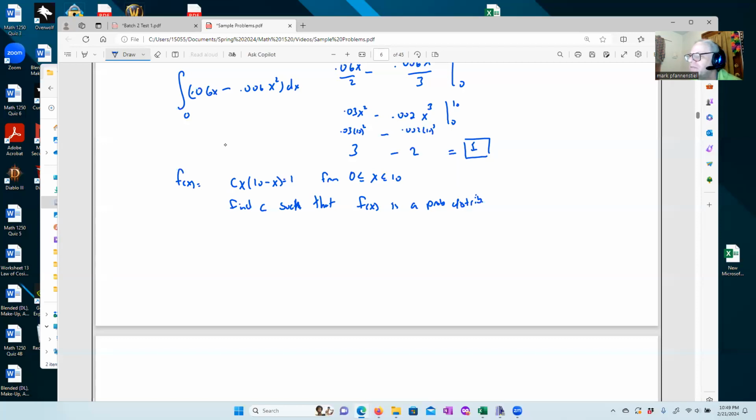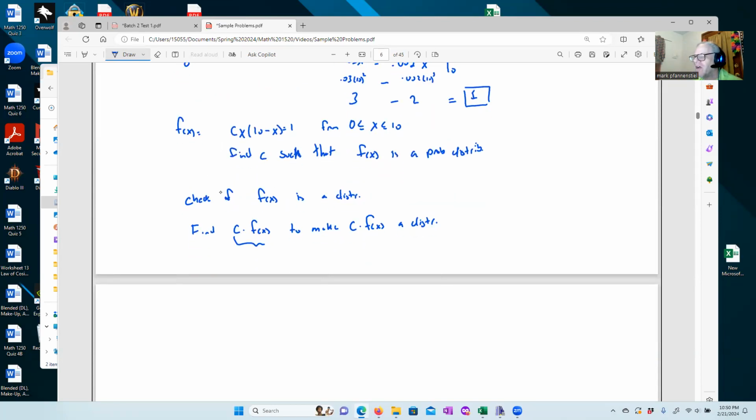The next type of problem, so just to review, we have one flavor: check to see if a function is a distribution or force it to be a distribution. So we could say check if f of x is a distribution, or find c such that c times f of x is a distribution. Okay, so those are two good types of problems to deal with.